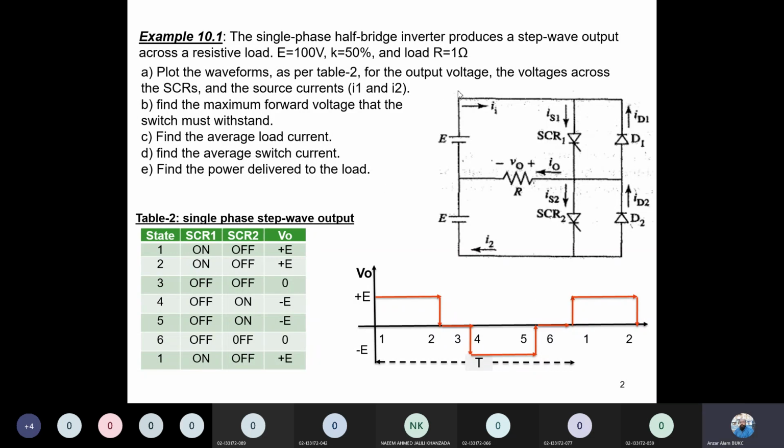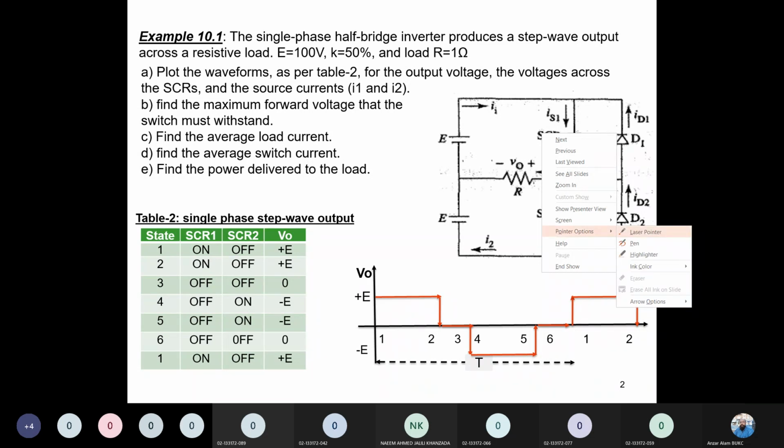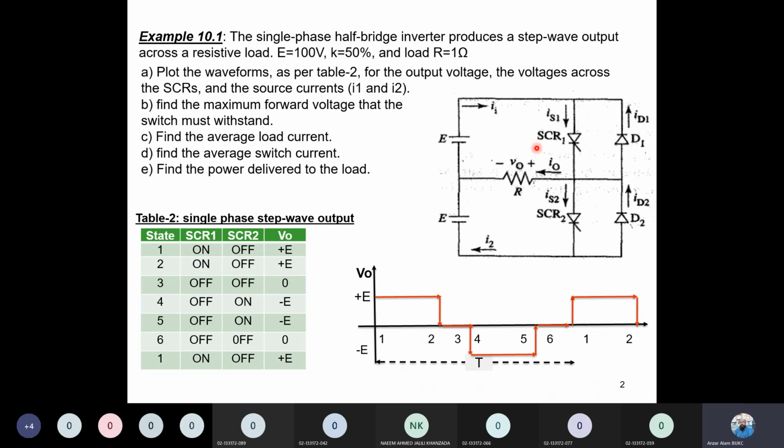For the output voltage, the voltage across the SCR, इसके क्रॉस ये जो वोल्टेज, ये जो SCR है ना, इसके क्रॉस आपको वोल्टेज ड्रॉ करने हैं। ये वेवफॉर्म किसके क्रॉस है? आउटपुट वोल्टेज, यानी कि ये वेवफॉर्म इसके क्रॉस वोल्टेज है। नेक्स्ट आपको क्या कहा गया है?